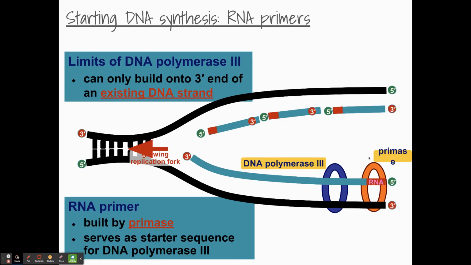There are some limits of our DNA polymerase III. It can only build onto the 3' end of the existing DNA strand. We have a primer, which is our RNA primase, and it serves as a starting sequence. This is going to be the start of us reading this segment and building.